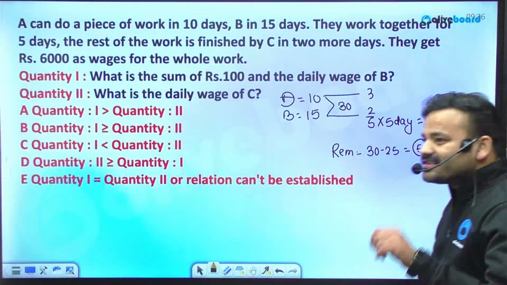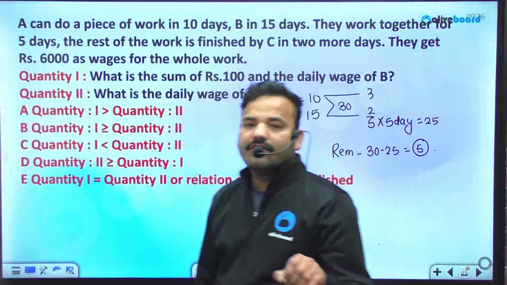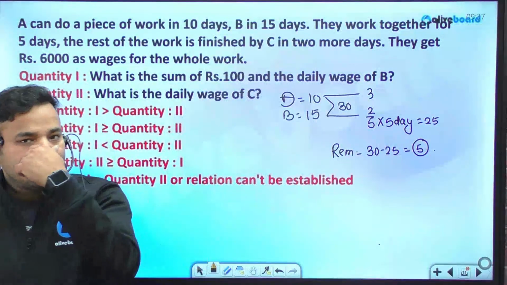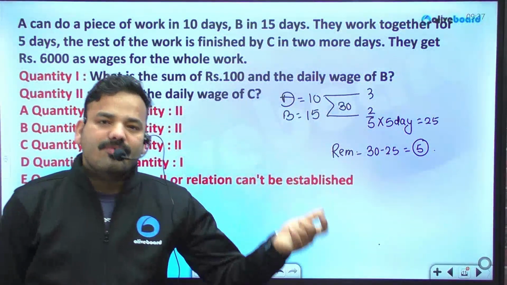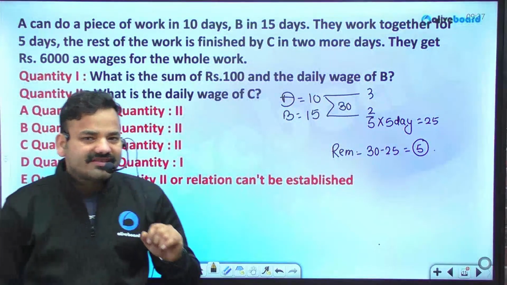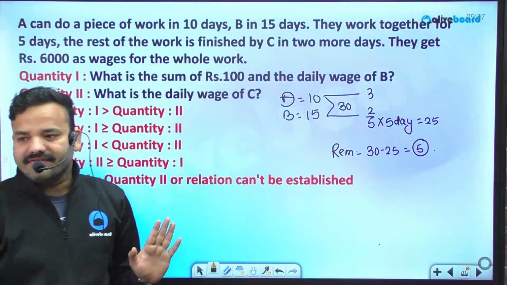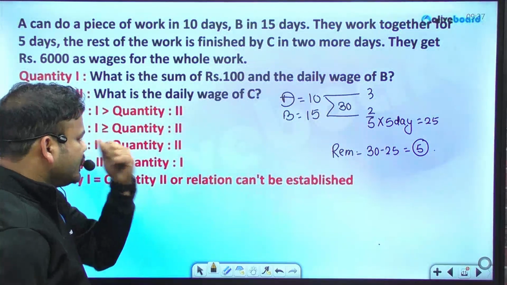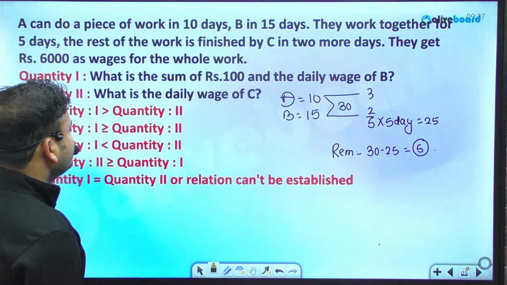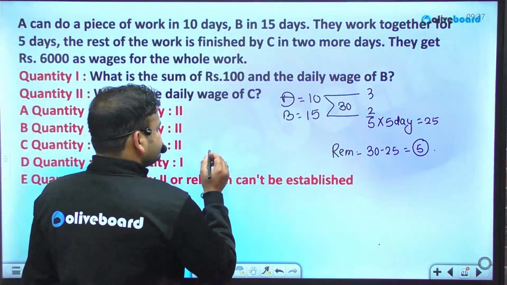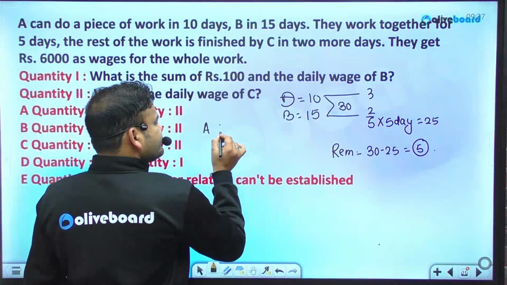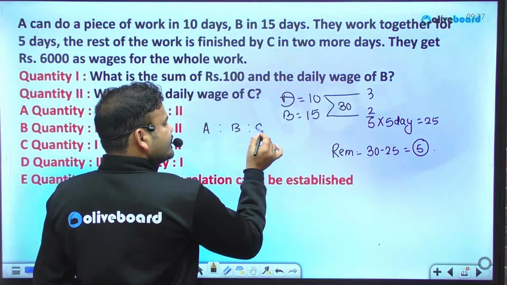Wages are always distributed in the ratios of work, not in the ratios of efficiency. Wages को हमेशा work के ratio में बांटा जाता है, but work is directly proportional to efficiency. If the time is constant, तो work और efficiency same हो जाएगा. This we know. Now, it means the ratios of work done by A, B and C will be: C has done 5 units of work.